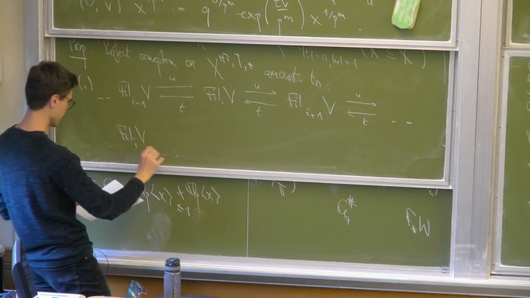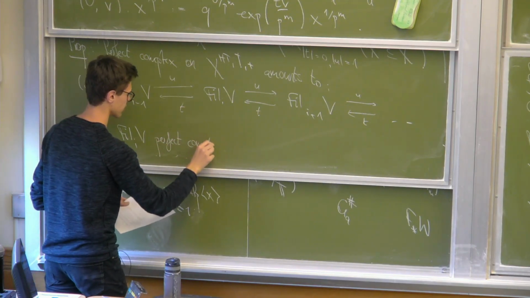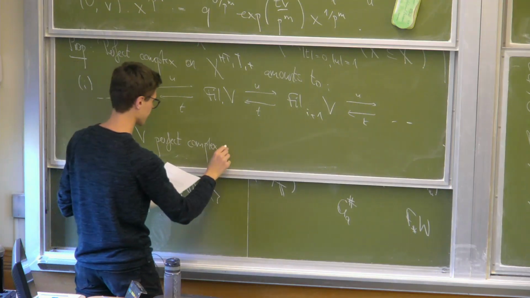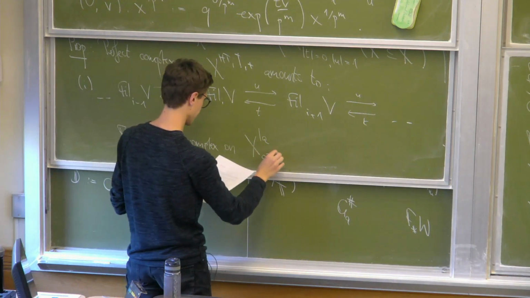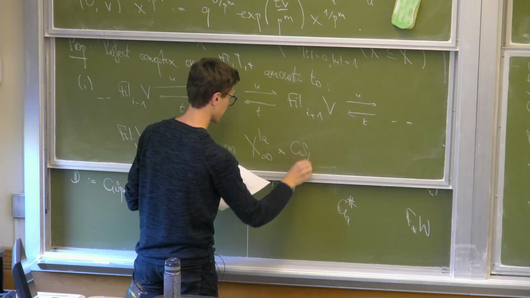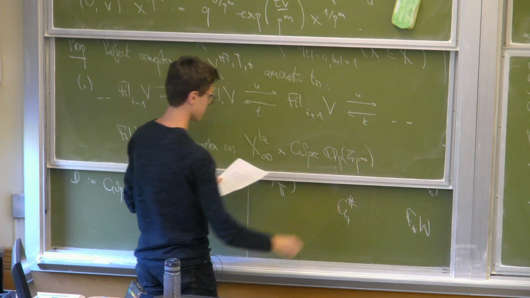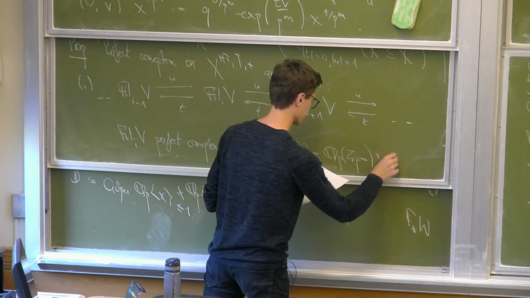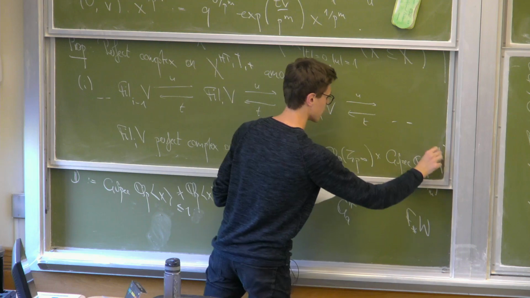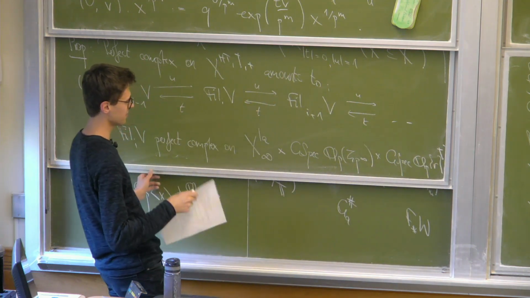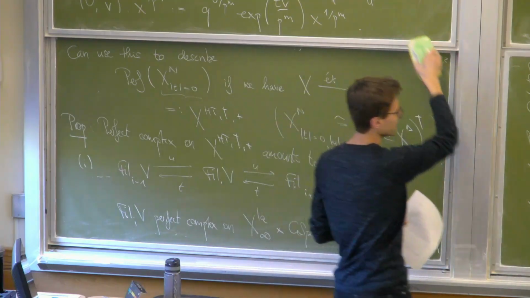each Fil^i V is a perfect complex on something I denote X infinity LA cross G spec Q_p zeta_p infinity cross G spec Q_p R dagger. Right, now let me explain what this means.